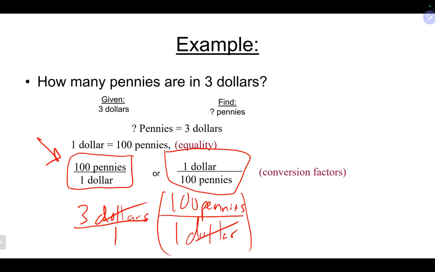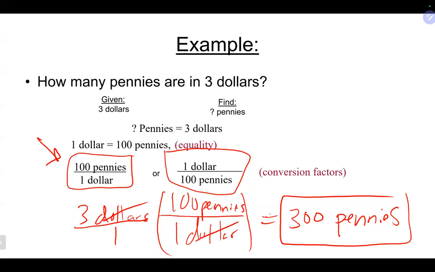Dollars will cancel. We will multiply across the top. In this case, nothing really to divide on the bottom, which would give us 300 pennies. In terms of significant figures, obviously the 100 pennies and $1 would be considered an exact number. So really the only thing we got to play with here is the $3. So we could leave it at one significant figure. Without the decimal point, we would leave it at one significant figure. Any questions on that there?